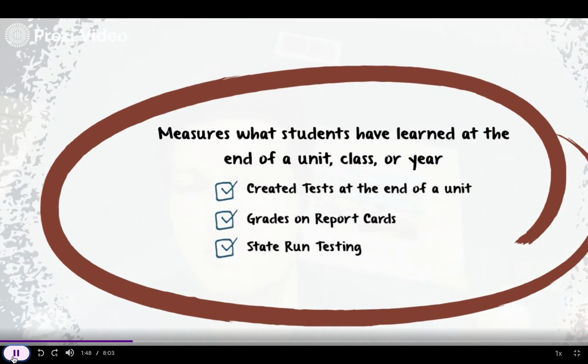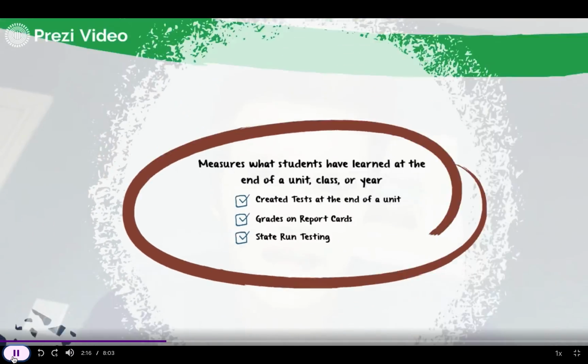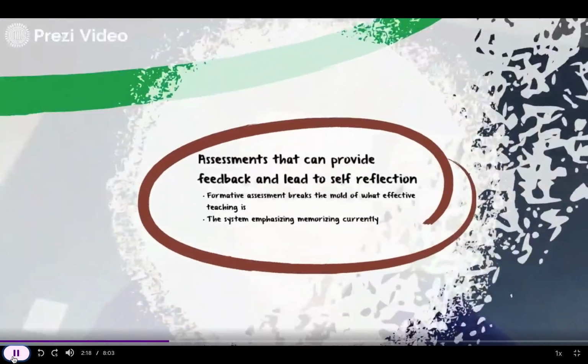But first, let's get into summative assessment learning, which measures what students have learned at the end of a unit, a class, or a year. So these are created tests at the end of a unit, grades on a report card, or state-run testing. So they're just kind of tests where you'll never really know the responses. Like on a report card, you'll know how it ended up, but you can't change it. There's nothing to learn from that. You got a B in AP World History. You can't learn from that experience.